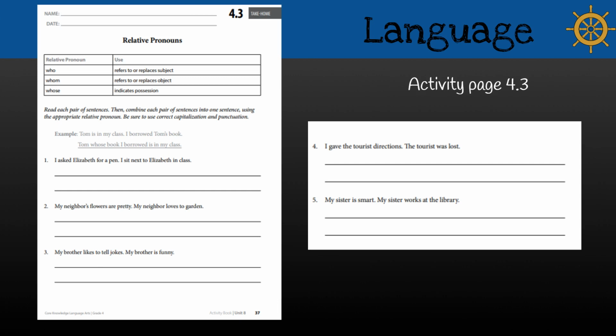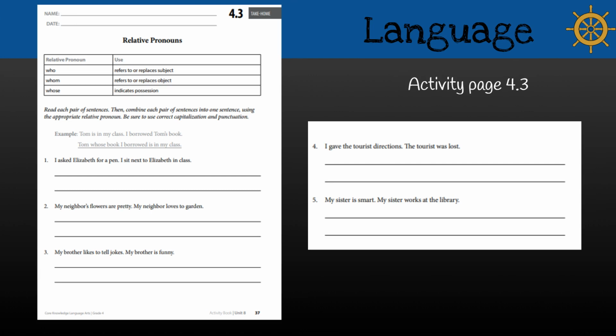So we're going to read each pair of sentences and combine each pair of sentences into one sentence using the appropriate relative pronoun. You're going to make sure you're using correct capitalization and punctuation. I'm going to read the example followed by all 5 questions, and then I'm going to ask you to pause the video to combine the sentences. Number 1, I asked Elizabeth for a pen. I sit next to Elizabeth in class. Number 2, my neighbor's flowers are pretty. My neighbor loves the garden. Number 3, my brother likes to tell jokes. My brother is funny. Number 4, I gave the tourist directions. The tourist was lost. Number 5, my sister is smart. My sister works at the library.